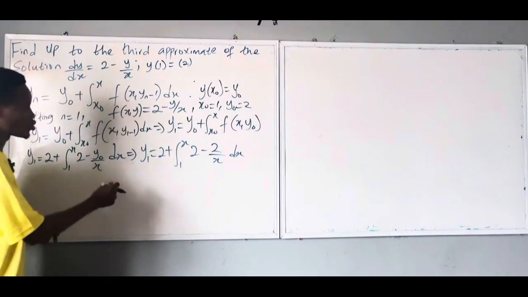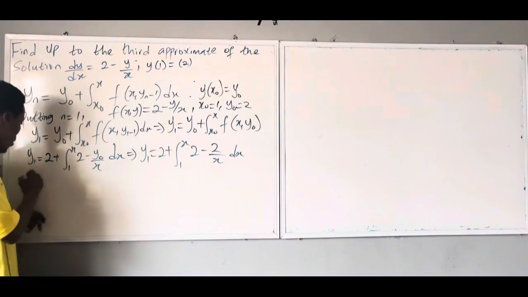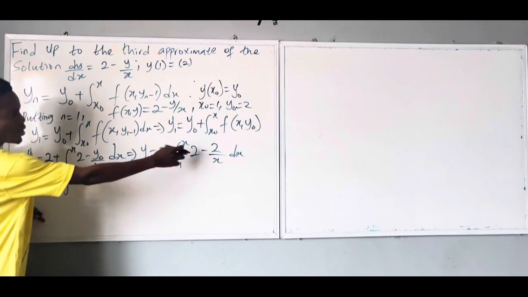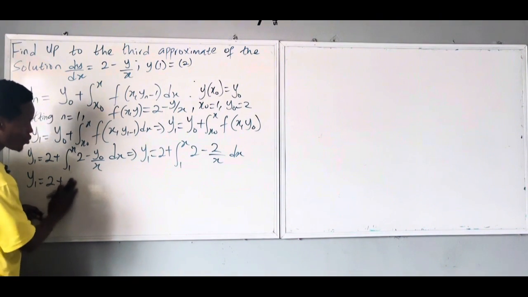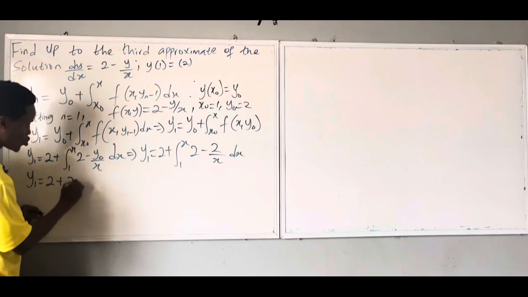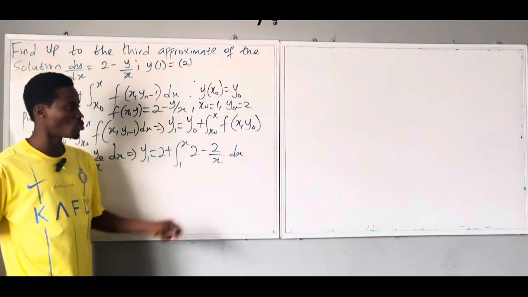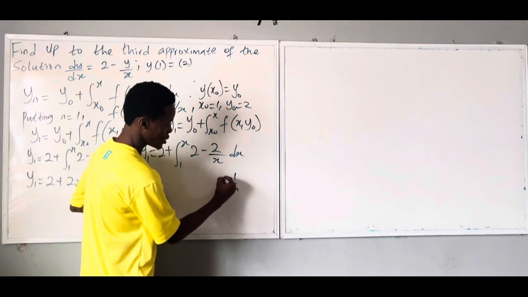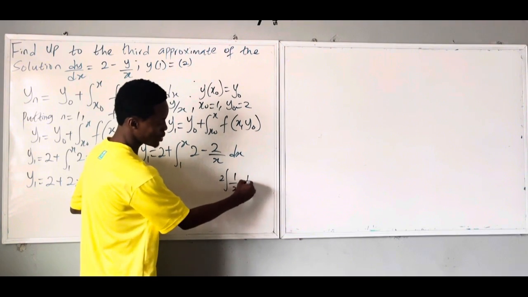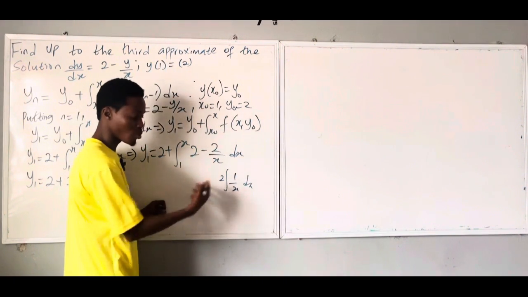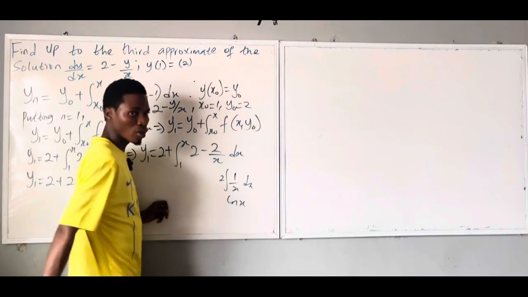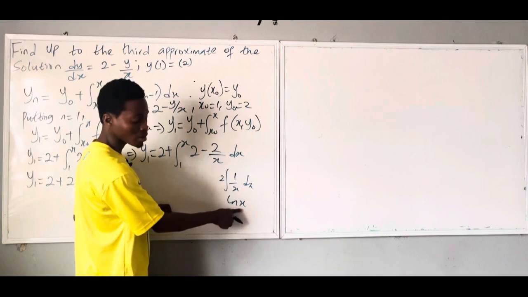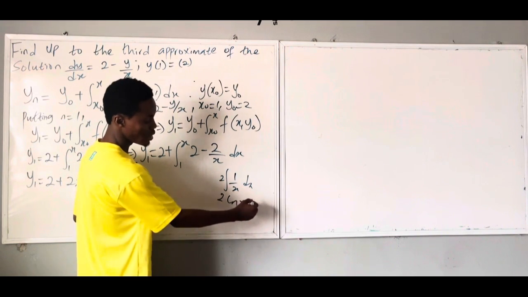So what are we going to do here? To integrate the integral part. Then we're going to have our y1 as 2 plus, from 1 to x. If I integrate the integral part, if I integrate 2, I'm going to have 2x. If I integrate 2 over x, I'm going to have 2 ln x. That is, if I have 1 all over x, then 2. So if we integrate 1 over x, we all know that if I differentiate ln x, I'm going to have 1 over x. So it means if I integrate 1 over x, I'm going to have ln x. So we have 2 here, that is 2 ln x plus c.